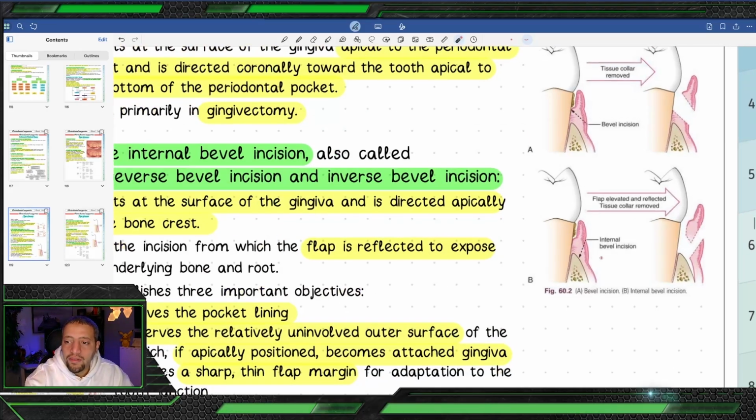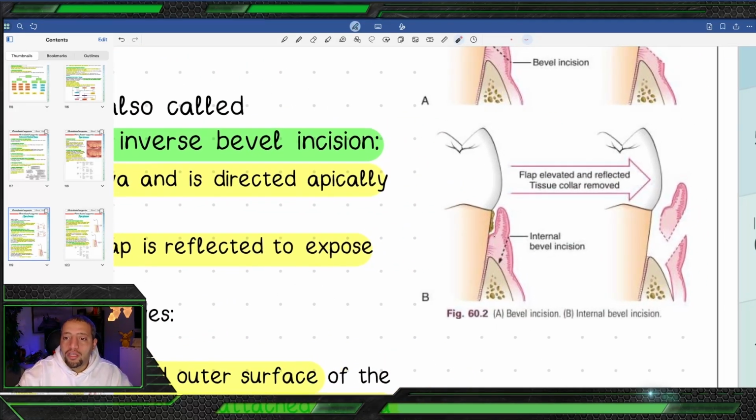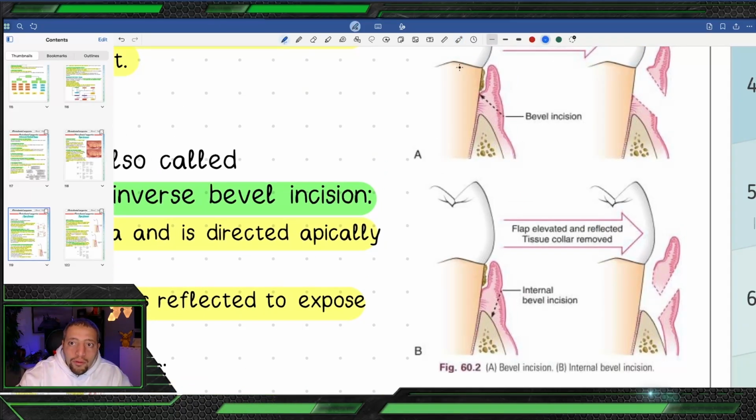So this will be the other way around. So I'm going to start here. This is the junction of the attached gingiva with the free gingiva, because I don't have enough or adequate attached gingiva. And I'm going to direct my incision to cut till you reach the bone here, and get rid of this and put it here. So let me draw it, so I hope you catch it now.